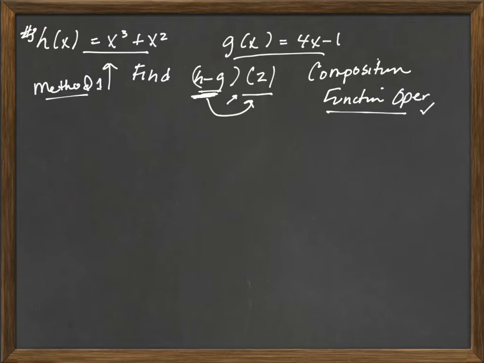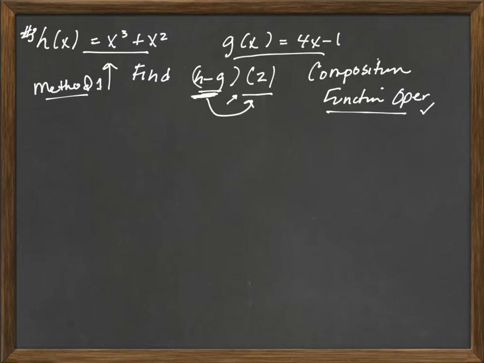And the second method would be to substitute in first the 2 to h and then the 2 to g, and then subtract. So it doesn't really matter. A lot of times the functions could be complicated to add or subtract, and so you may want to just do the second method, but we'll do both. So here's what I mean.